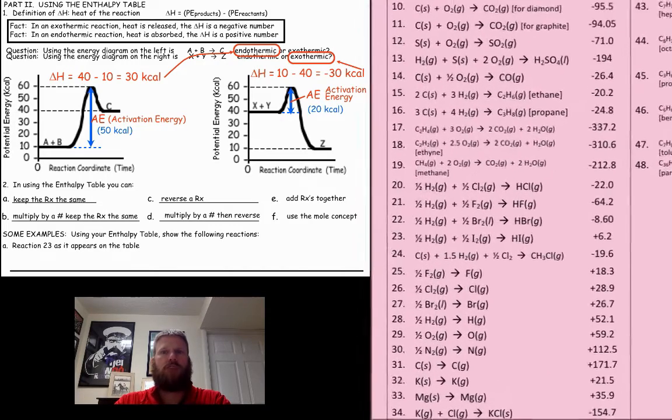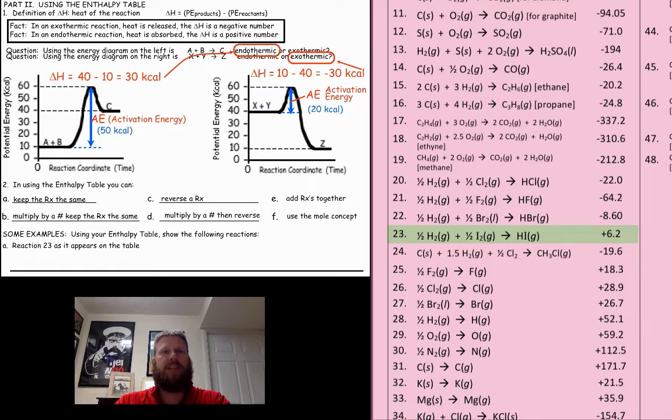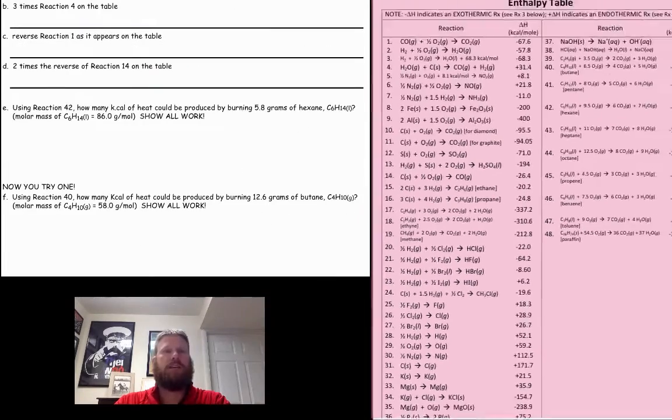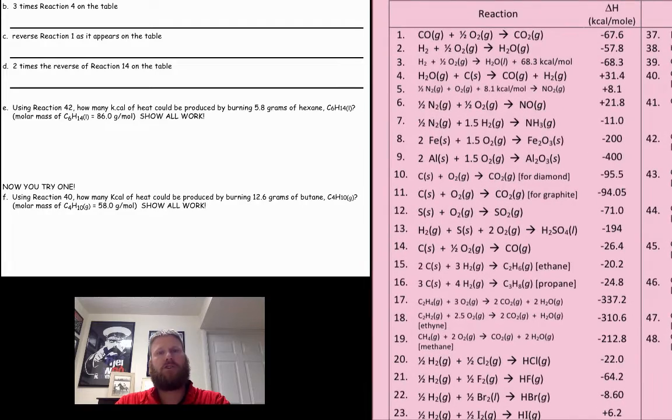First, write reaction 23 as it appears on the table. This sounds simple enough, but you have to include the enthalpy term on the appropriate side of the equation. Since reaction 23 has a positive delta H, the 6.2 kcals must be written as a reactant on the left side of the arrow.